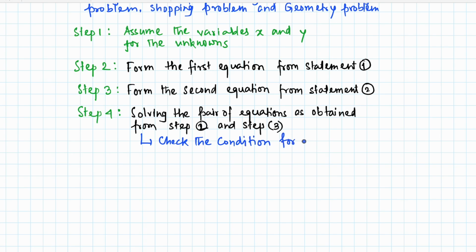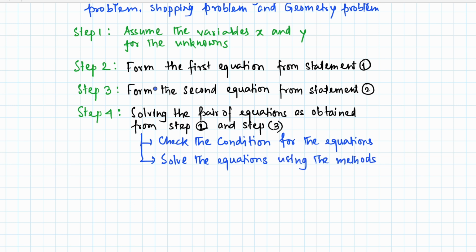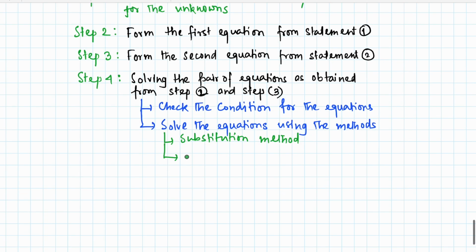Check the condition first, because sometimes the problem that is given may not be the correct one. So check the conditions for the equations, and then you solve the equations using any one of the methods that you have learned, which you are comfortable with. You can use any one of the methods, so there is no hard and fast rule. Like substitution method, elimination method, and the third one is the cross multiplication method.